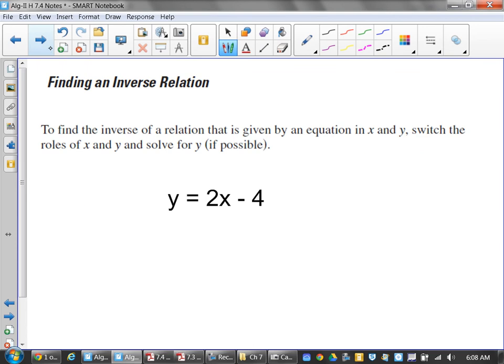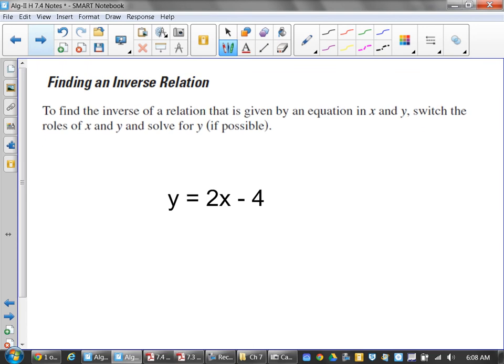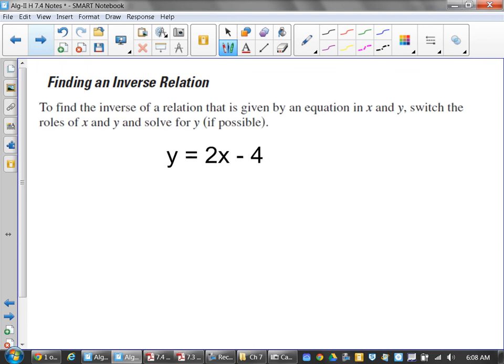So when you work through these things, in order to solve for an inverse, all you have to do is the following. You start with your original equation. To find the inverse of that, you exchange x and y, and then just solve for y. So 4.